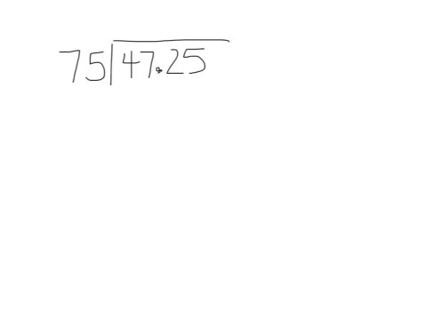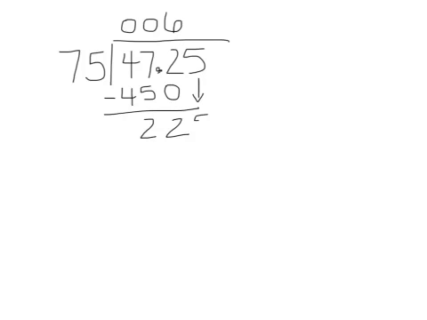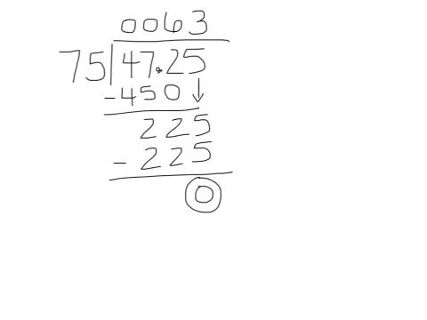I ask myself, does 4 divide by 75? No. Does 47 divide by 75? No. Does 472 divide by 75? Yes, it does. It will go into it 6 times. 6 times 75 is 450. Subtract. Bring down your 5. What times 75 is 225? 3. Bring up my decimal, and there it is.